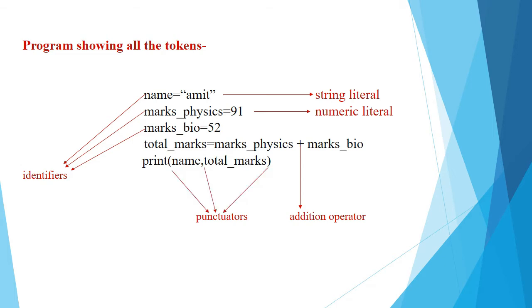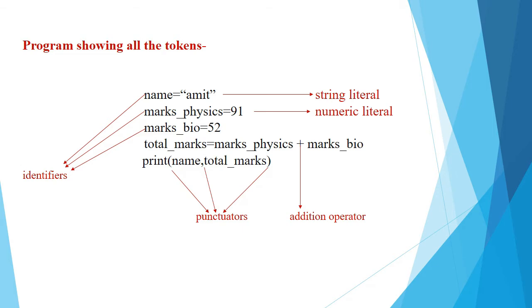punctuators. You can see here the opening bracket, the closing bracket, and the comma between them. These are all punctuators because they have a special emphasis in the code, and they help the interpreter understand where to start and end the print statement and where to pause it. Name comma total marks just differentiates the two: name is one variable and total_marks is a different variable. So punctuators have a very important role in giving special emphasis and differentiating between the names of different identifiers for the Python interpreter.